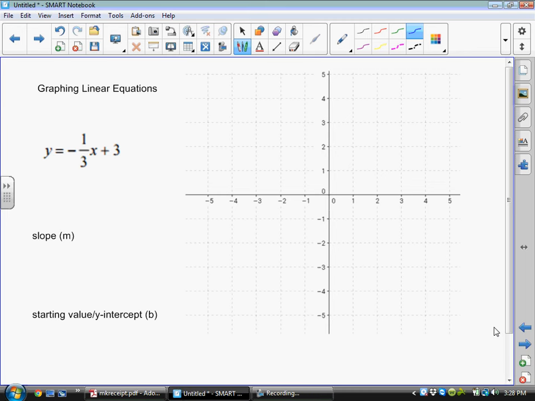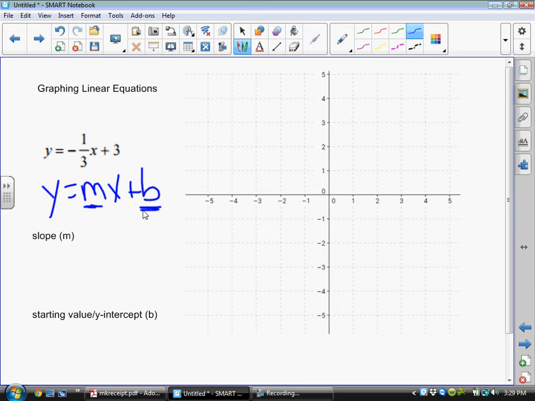This is a helpful video for students wanting to graph linear equations, or graphing lines. So we have this equation here, y equals negative 1/3 x plus 3. Now the general equation for a line is y equals mx plus b. So we have two things to identify here, the m value and the b value. Those are the things that we need to know in order to graph this line.